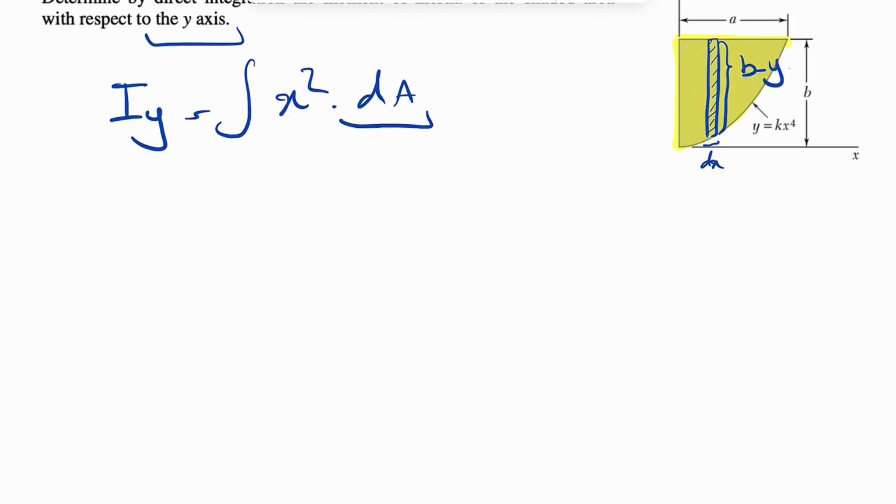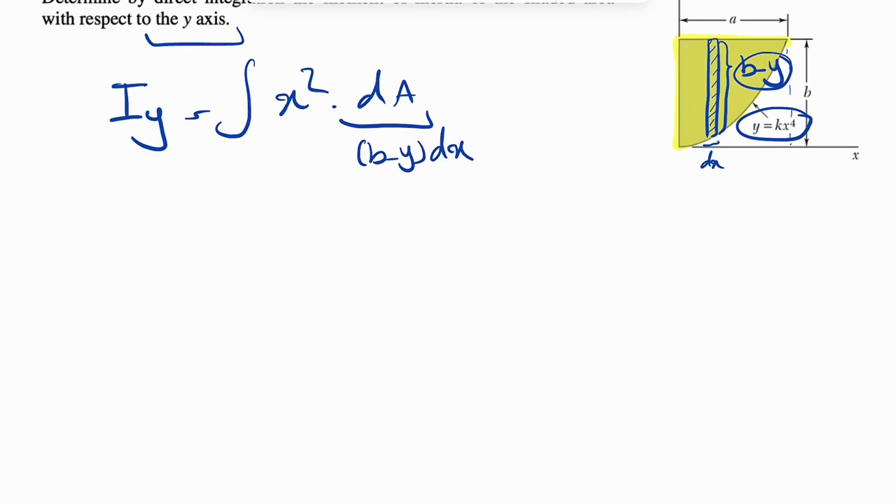So we need to watch out, because if we consider y in here instead of b minus y, we're going to consider the bottom part of this. So keep in mind that side is b minus y. So the area of the rectangle here would be b minus y times dx.